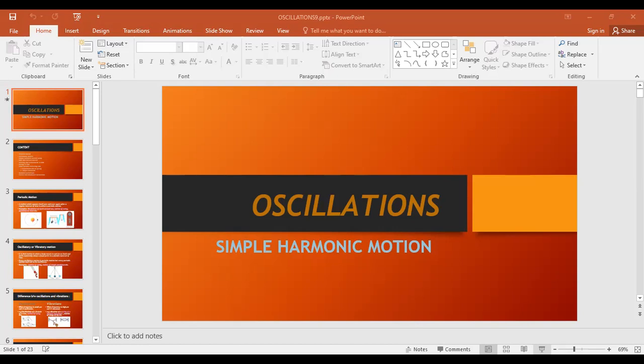Now here, we have periodic motion. What is periodic motion? A motion which repeats itself after regular intervals of time.